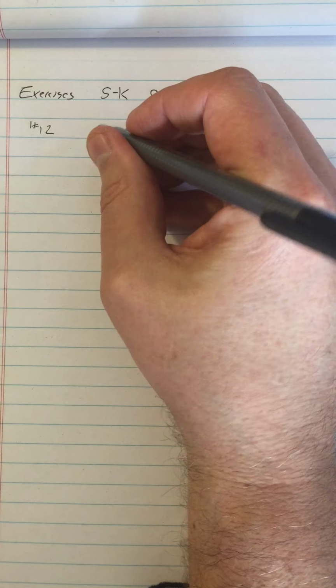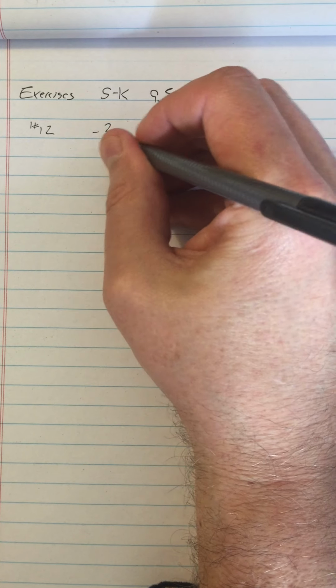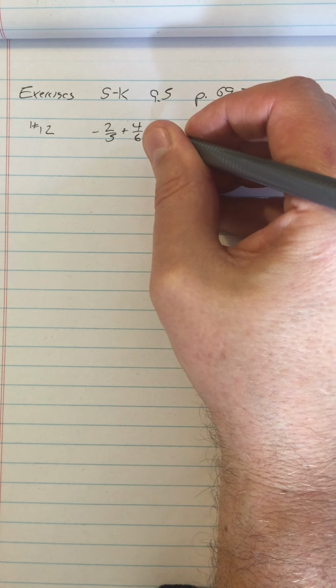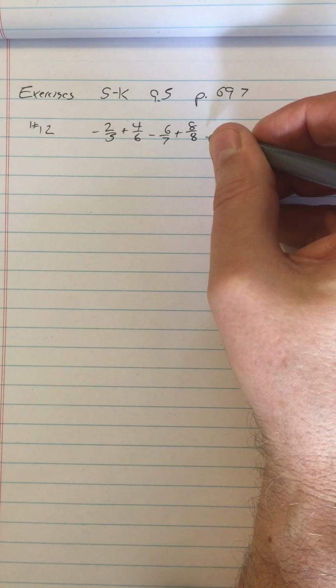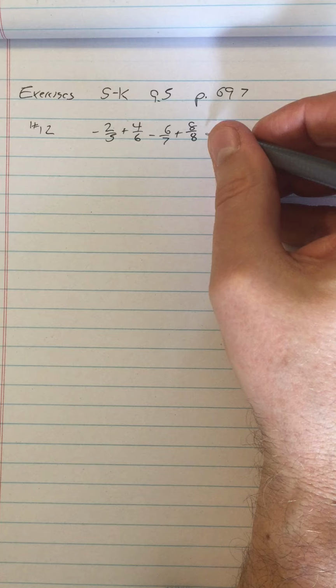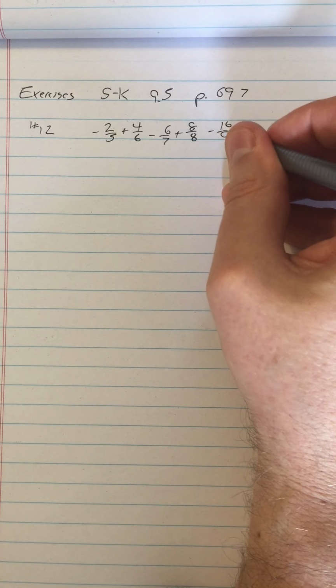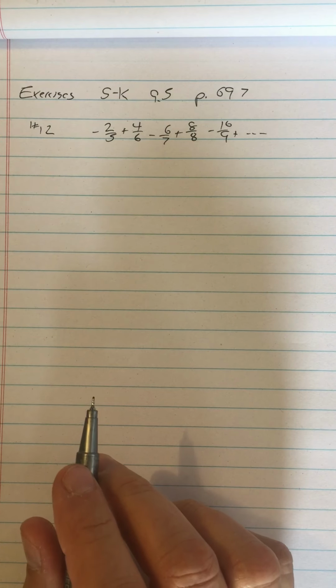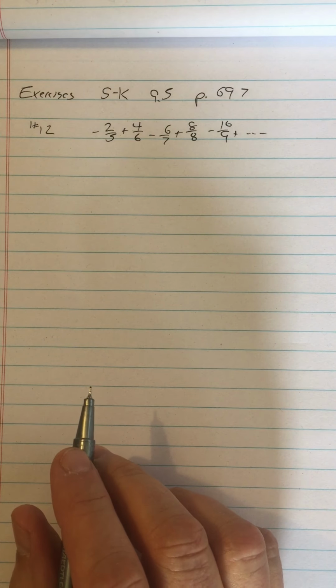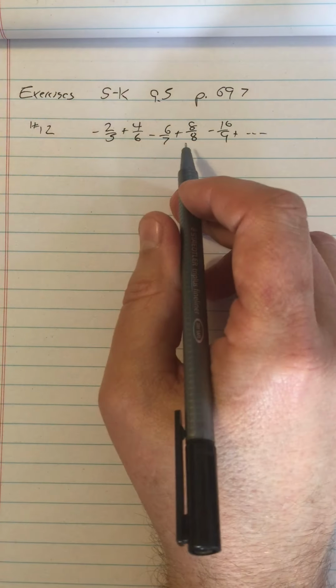Number 12 just gives you this: negative 2/5 plus 4/6 minus 6/7 plus 8/8. It was nice of them to give us that instead of 1 so we could figure the pattern, minus 10/9, and then plus, etc. So my job is to determine whether that converges or not. So what I need to do is find a sequence that matches this.